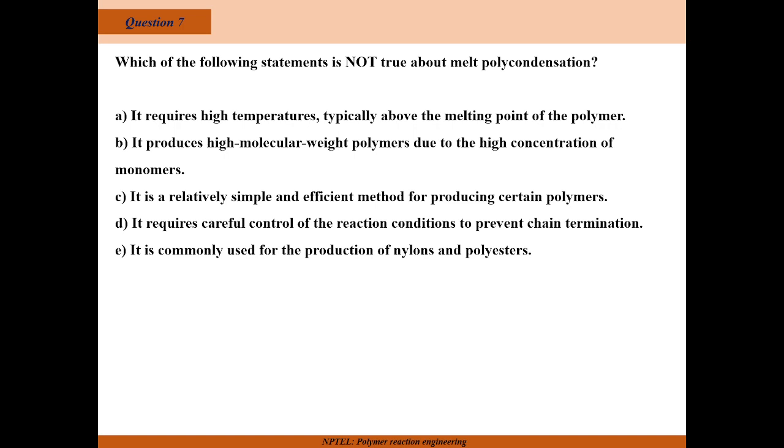And the molecular weight of the polymers also: when the initial monomers are high in concentration, definitely it will quickly react when it is in the molten state. Then a careful control of reaction conditions is needed to prevent chain termination. We also need to make sure of that.